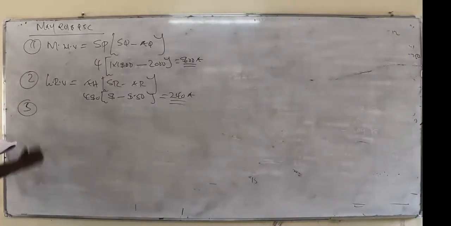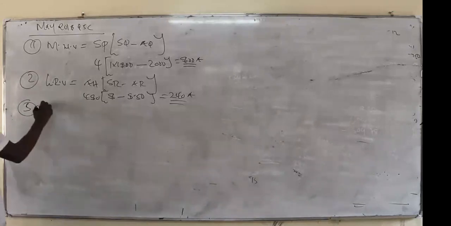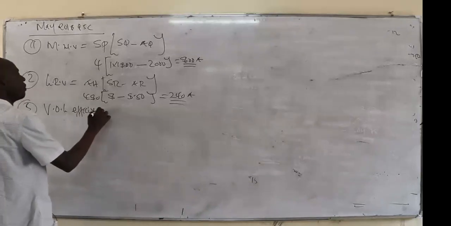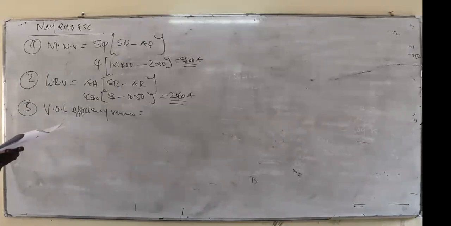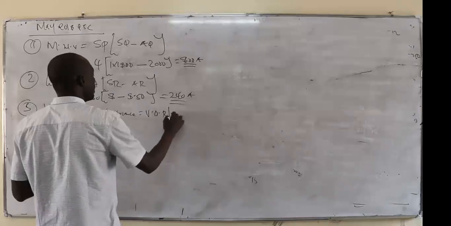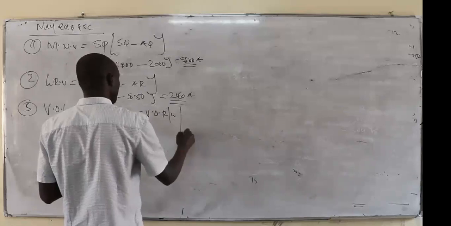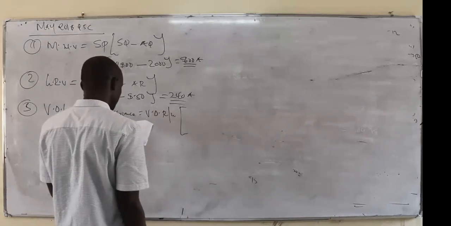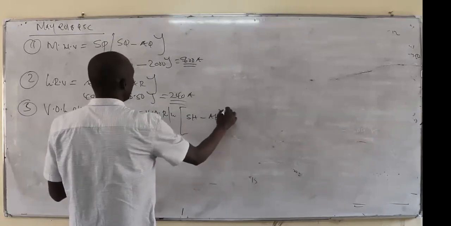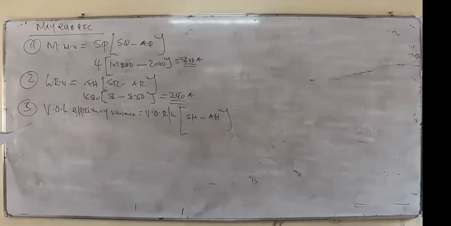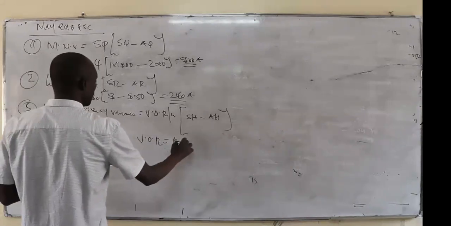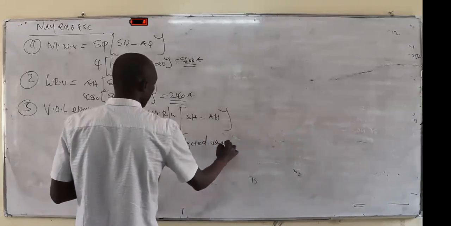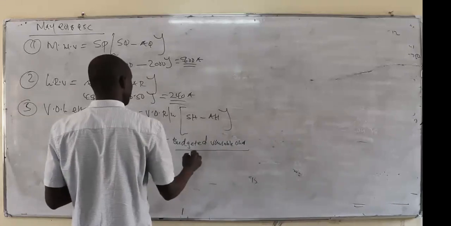240 adverse. Number three, we have variable overhead efficiency variance. So it's variable overhead rate per hour, in bracket standard hours minus actual hours. The variable overhead rate here is going to be the budgeted variable overheads over budgeted hours.